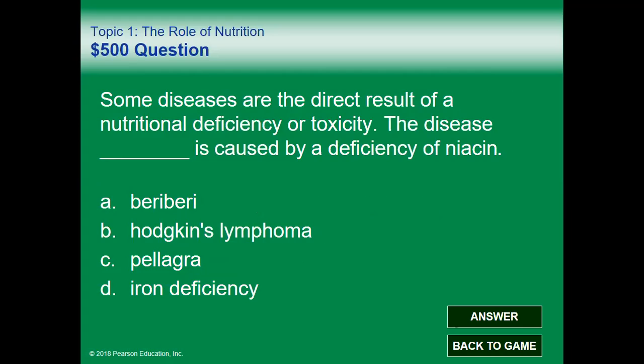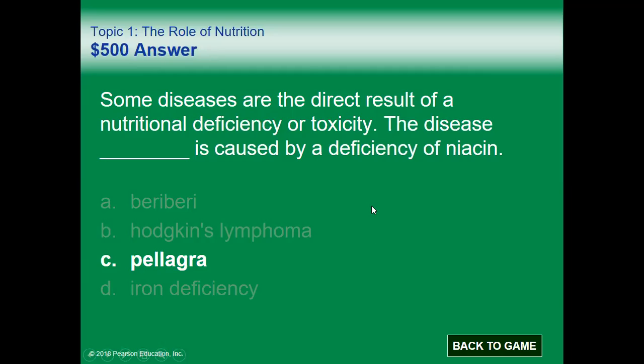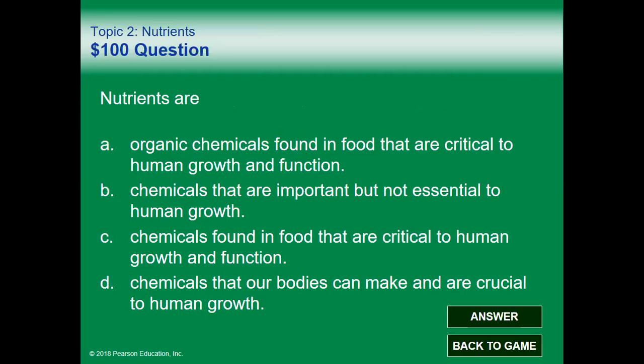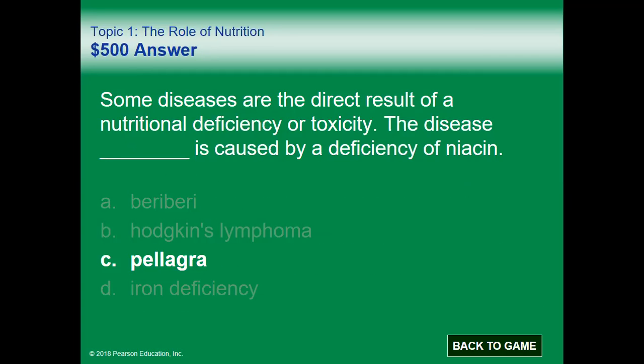The disease blank is caused by a deficiency of niacin. Is that C? Pellagra? Yeah. Good. Niacin's a B vitamin, right? Is niacin a B vitamin? Yes. Okay. We already did this one, so let's go back to the game and go to the next.